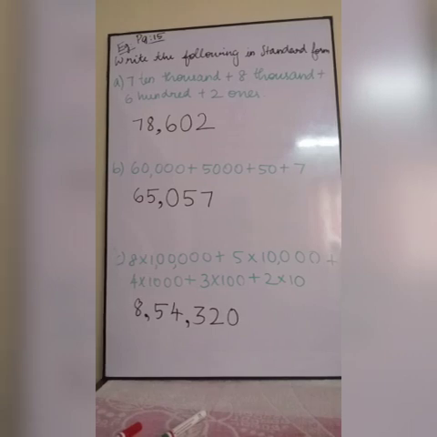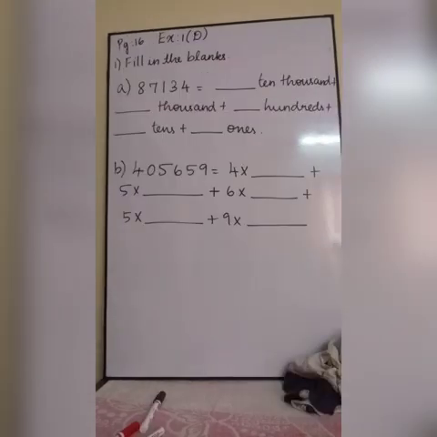Understood, children? Next is your exercise 1D. For that, you can take page number 16 in your textbook, or the pictures which I have given you. So the first question is fill in the blanks. In that, questions A and B I will teach you. C, D, E is your homework.